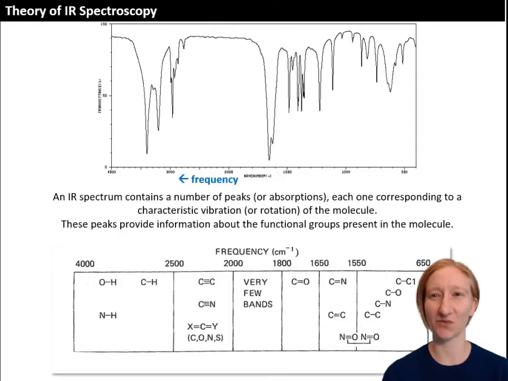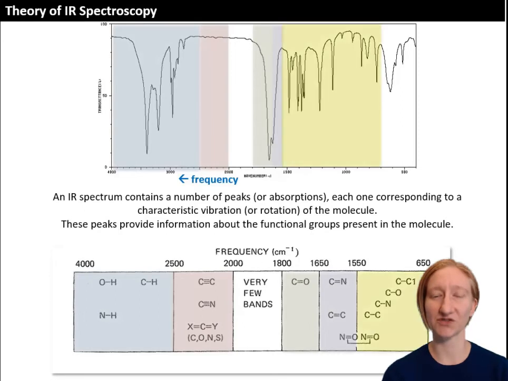And you'll see charts like the one on the bottom here, which tell you what bands or absorptions in a certain region of the spectrum will correspond to. So in blue here, bands in this region from 2500 to 4000 wave numbers will correspond to OH or NH or CH stretches. In red, bands in this region will typically correspond to triple bonds, carbon-carbon triple bonds or carbon-nitrogen triple bonds. And so each region of the spectrum can point us toward specific functional groups.